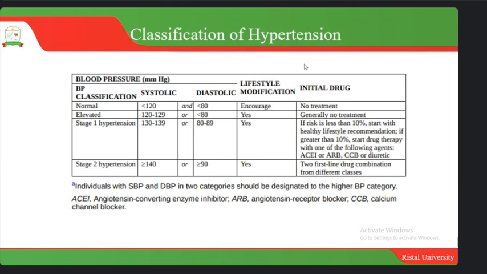So two first-line drug combinations can be given from the different classes. You can decide to give this patient maybe an angiotensin converting enzyme inhibitor and combine it with maybe a calcium channel blocker, or you can give an angiotensin receptor blocker combined with maybe an ACEI. So you can decide to combine two classes to help your patient cope with his pressures. Individuals with SBP and DBP in two categories should be designated to the higher BP category.